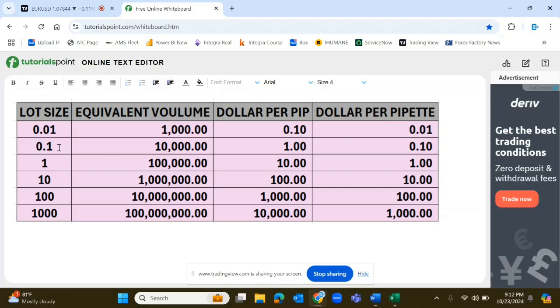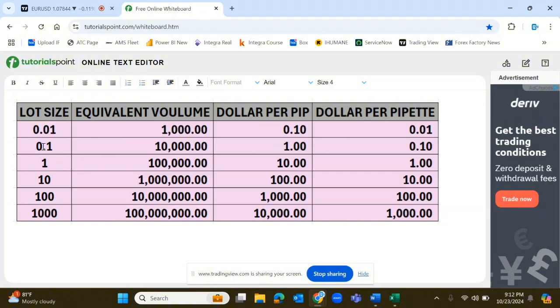On the other hand, if you pick a trade with a lot size of 0.1, and the price moves in your favor by just 1 pip, then you will make $1. Meaning, if it moves by 2 pips, you will make $2. If it moves by 3 pips, you will make $3. If it moves by 4 pips, you will make $4, and so on and so forth.